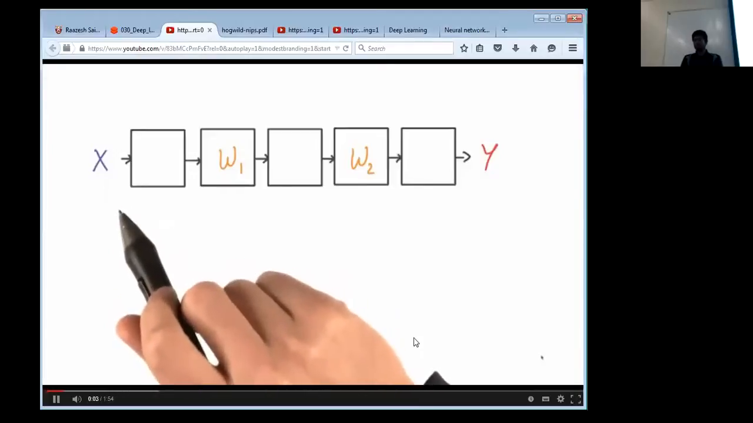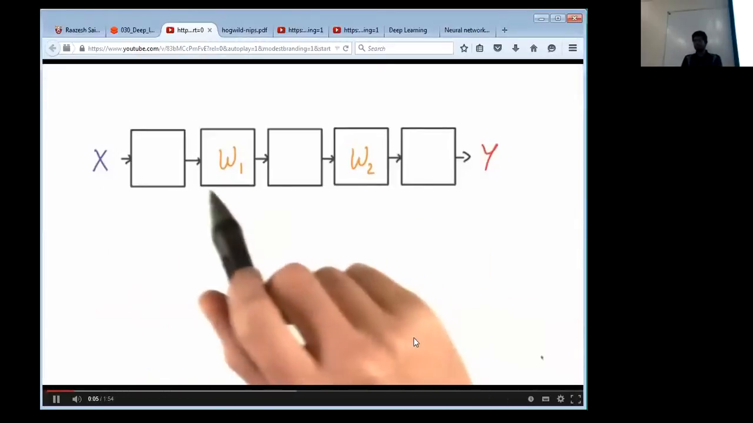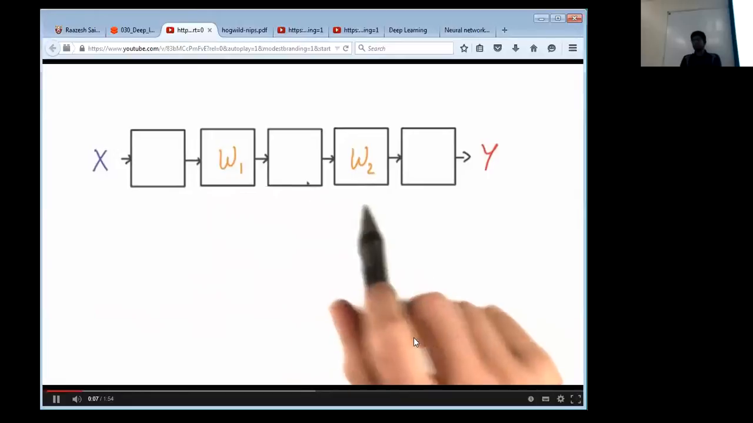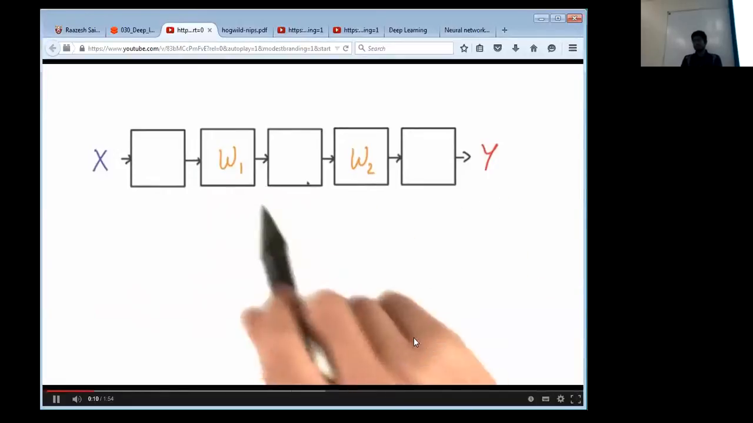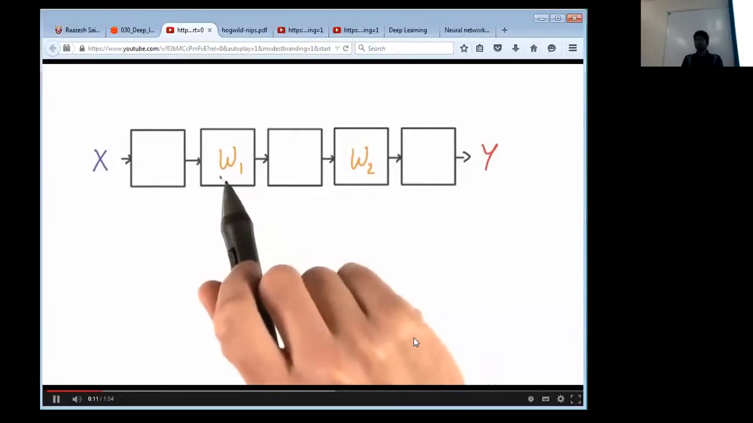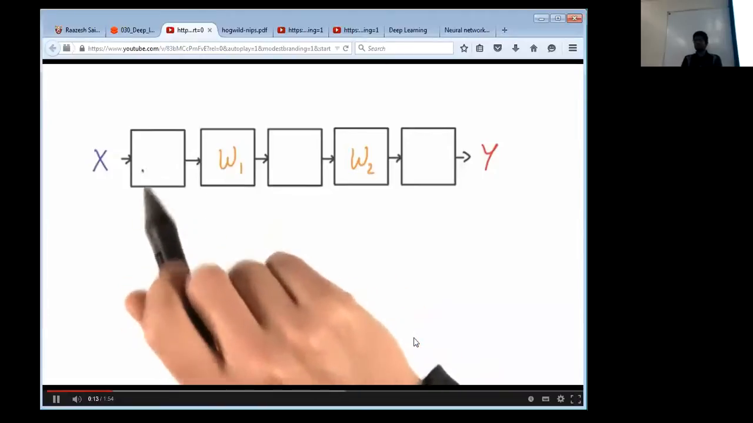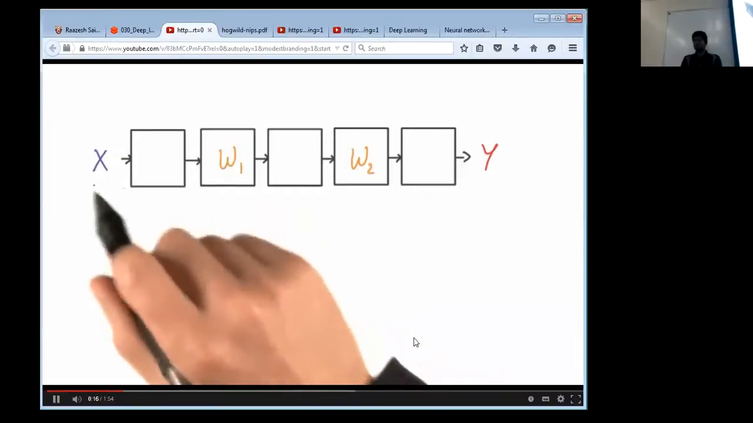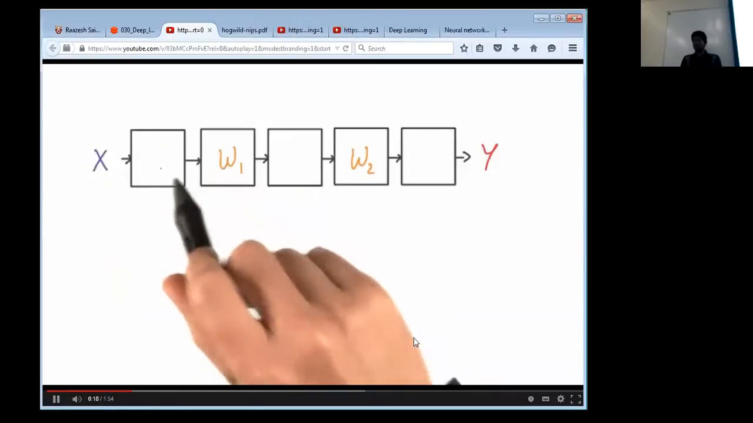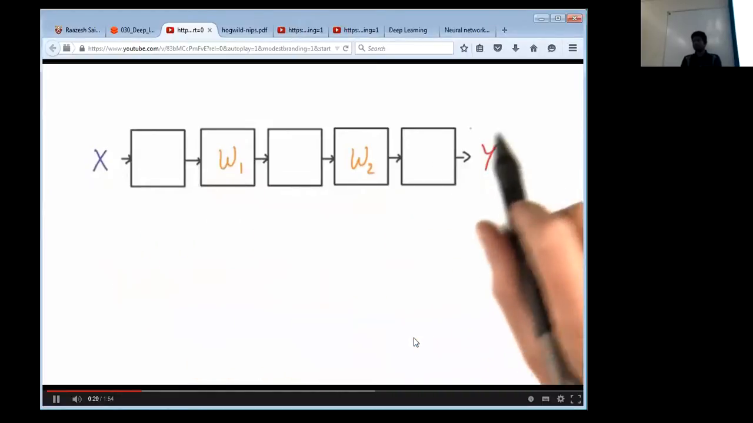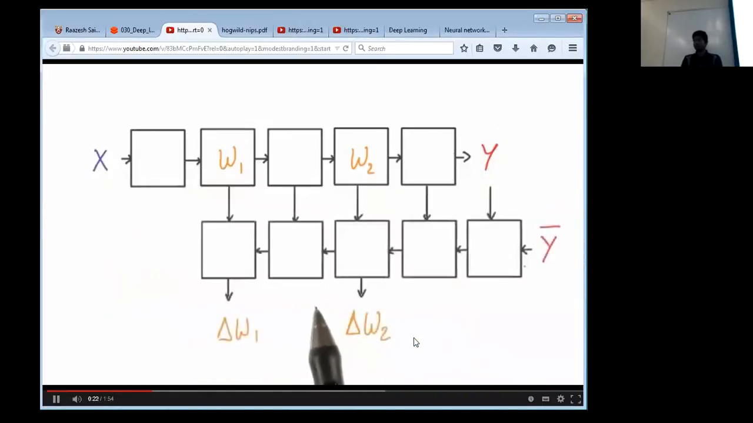Imagine your network is a stack of simple operations, like linear transforms, ReLUs, whatever you want. Some have parameters, like the matrix transforms, some don't, like the ReLUs. When you apply your data to some input X, you have data flowing through the stack up to your predictions Y. To compute the derivatives, you create another graph that looks like this.